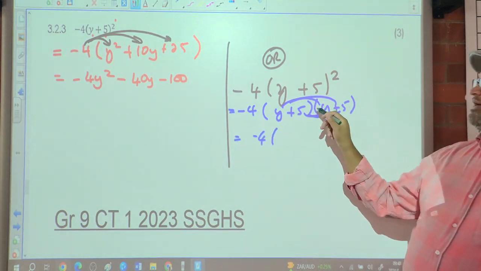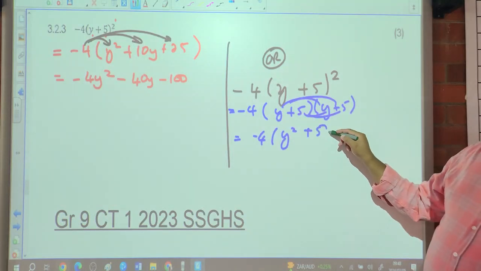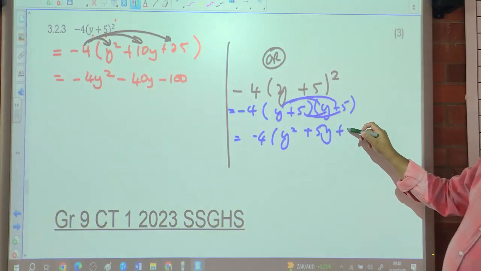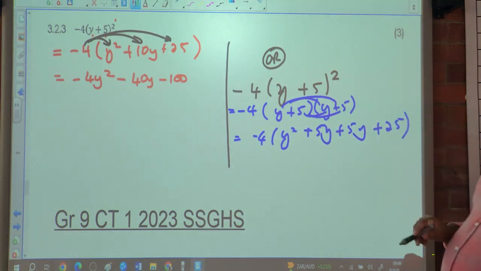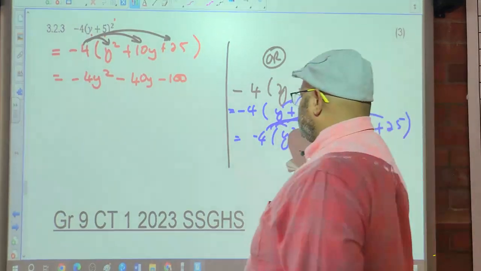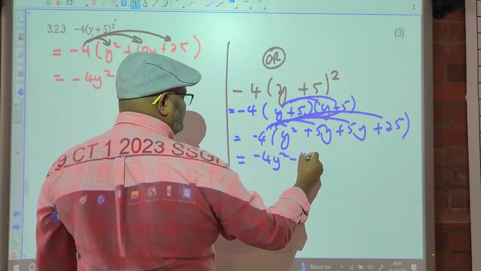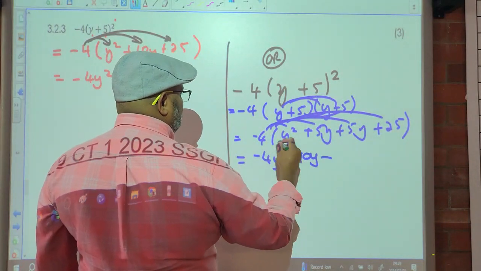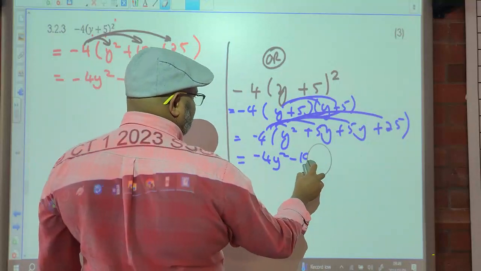So it's negative 4 into y multiplied by y, y squared. Y multiplied by 5, 5y. 5 multiplied by y, 5y. 5 multiplied by 5, 25. Then we multiply the negative 4 here. Or you could have added like terms here. Okay. So it's going to be negative 4y squared minus 10y minus 10y, not it, 20y.